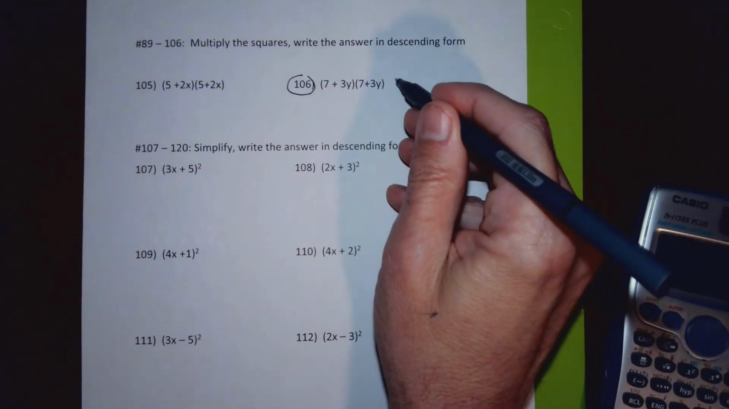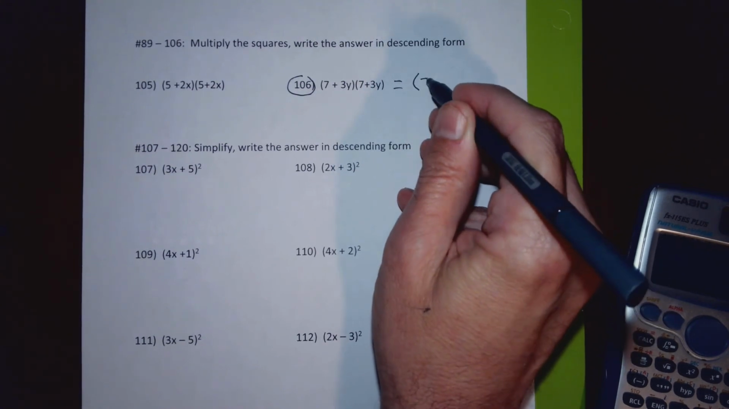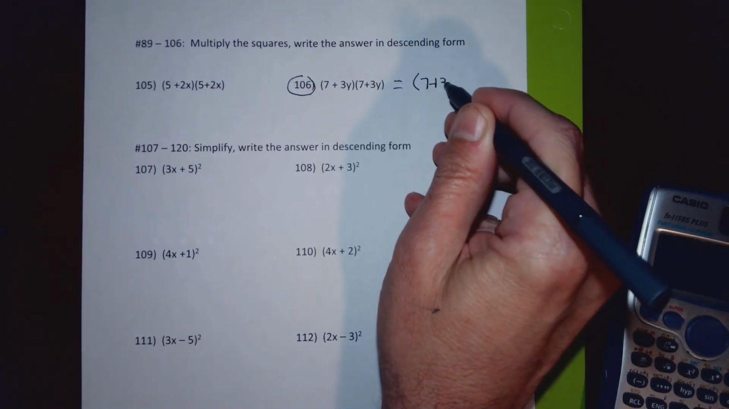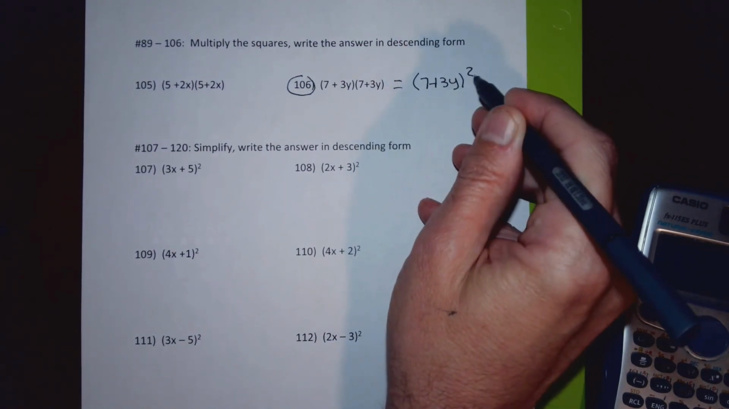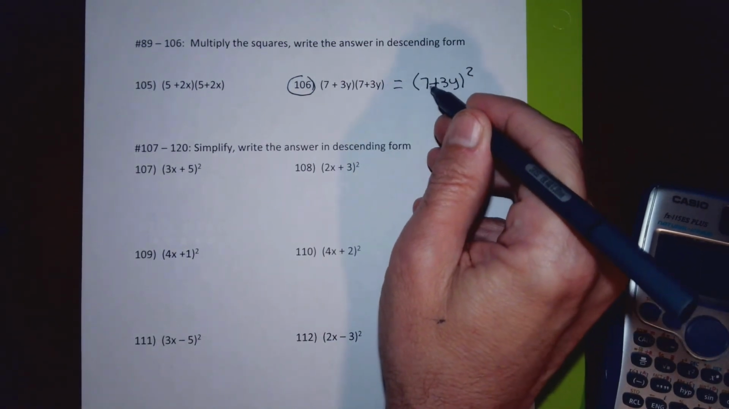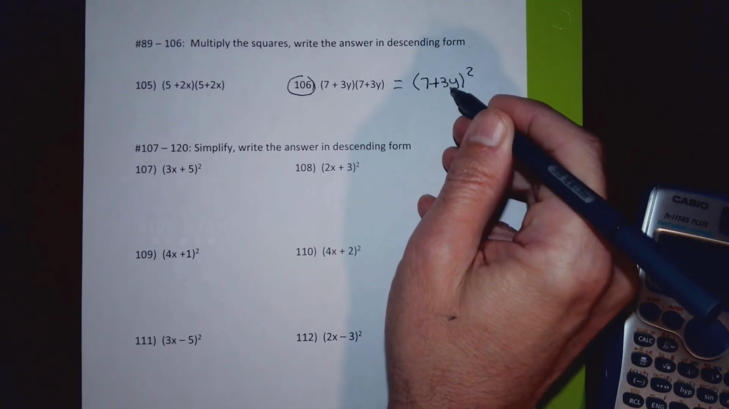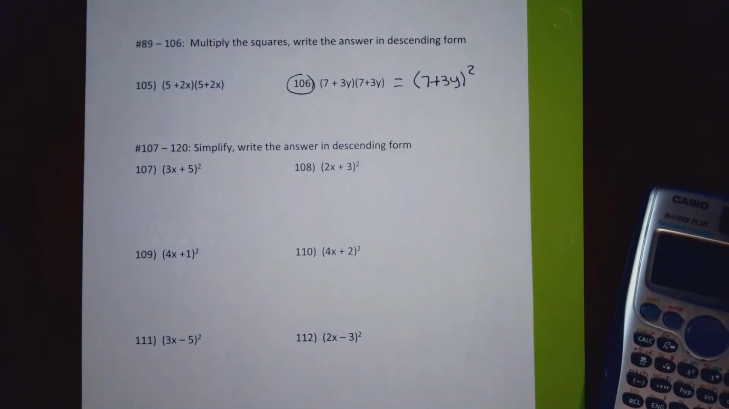Problem 106 is longhand for asking me to do 7 plus 3y squared. This problem, 7 plus 3y squared, it's illegal just to say it's 49 plus 9y squared. When there's addition between the terms, you can't just square the terms. You have to do all 4 parts of FOILing.